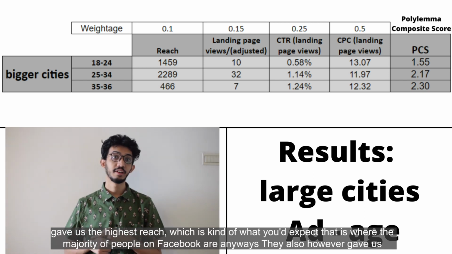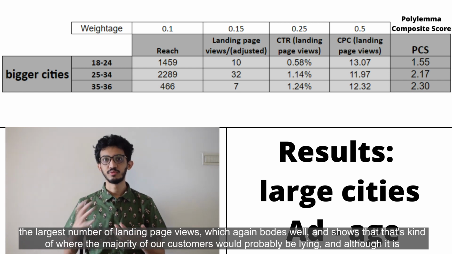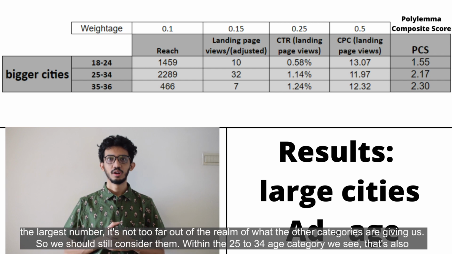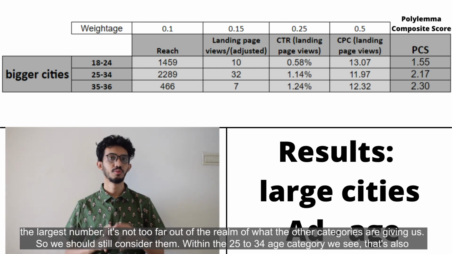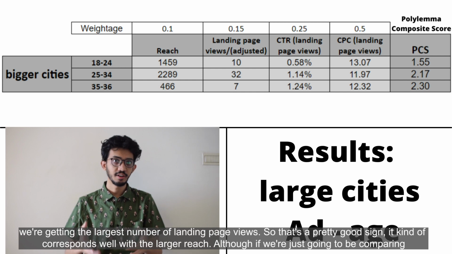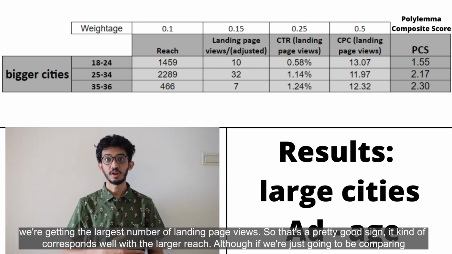They also, however, gave us the largest number of landing page views, which again bodes well and shows that that's where the majority of our customers would probably be lying. And although it is the largest number, it's not too far out of the realm of what the other categories are doing for us. So we should still consider them. Looking at the 25 to 34 age category, you see that's also where we're getting the largest number of landing page views. So that's a pretty good sign. It corresponds well with the larger reach.